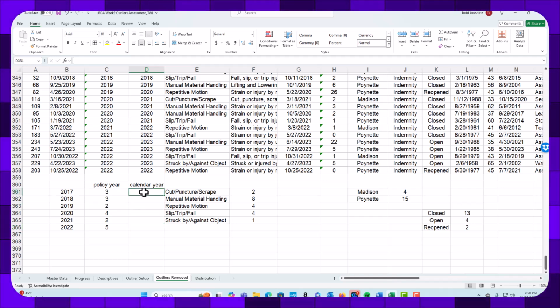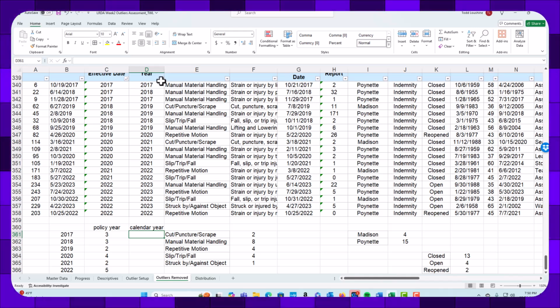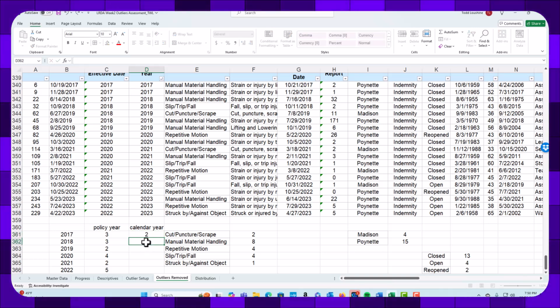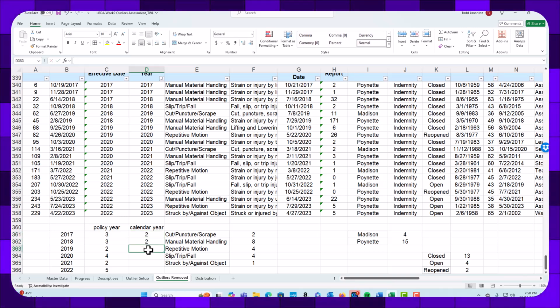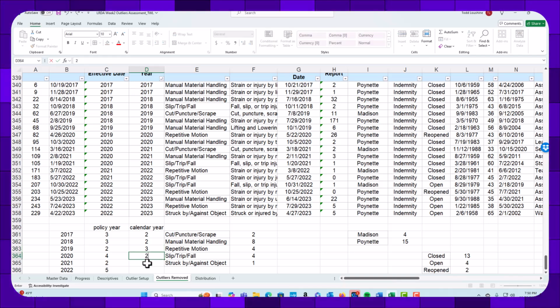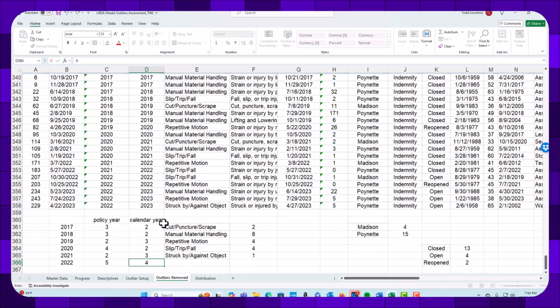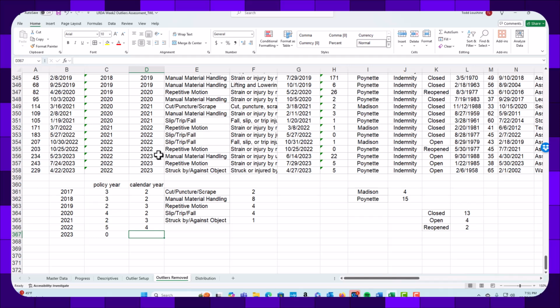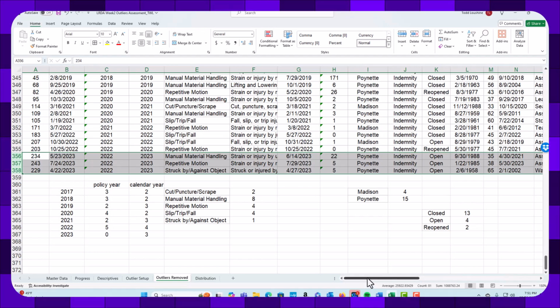That's interesting. All right, let's do calendar year now. Okay, I got to sort by it first. Whoop, there we go. Now I've got 2, 2, 3, 2, 3, 1, 2, 3, 4, 4, and we don't have 2023 on here. So there's 0 in the policy year, but there are 3 from 2023. None are mine, though.